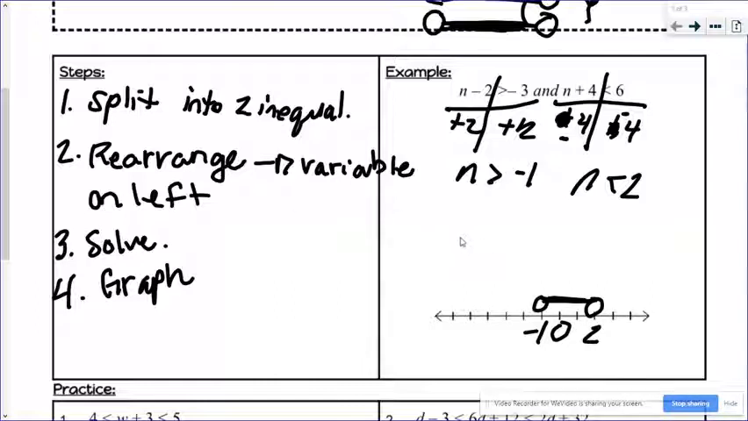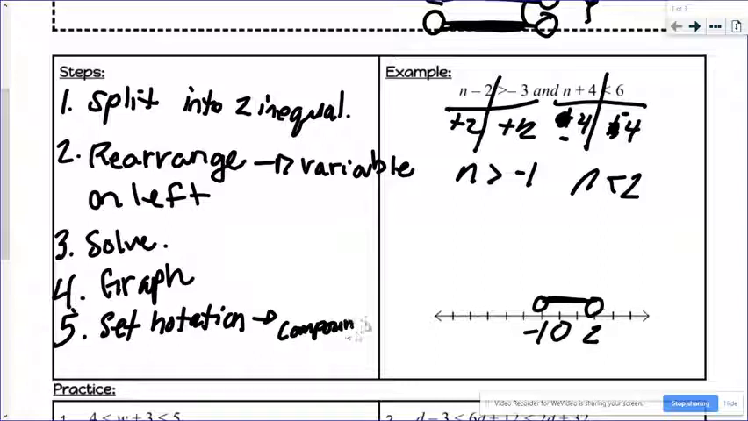Now, this is the part that's tricky. So this is going to be your step number 5. You have to write your answer in set notation. And part of set notation in this situation is creating a compound inequality. That is going to be our tricky part. So when we write our answer, we have to write it as a compound inequality. So this is how it's always going to be set up. You're going to have your variable in the middle. You're going to have your inequality signs, and you're going to have a number and a number. This is going to be your smallest number.